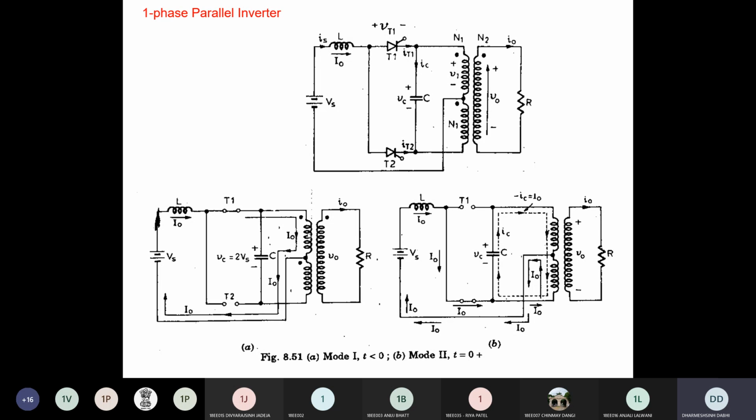Each primary winding has two parts. One is N1 turns and another is N2 turns. So half of the primary has voltage how much? Vs. Okay. So in this mode the voltage Vs comes across the half primary and that is transferred to the load side. Okay, so let's see the waveform for this mode when T1 is in the on condition.